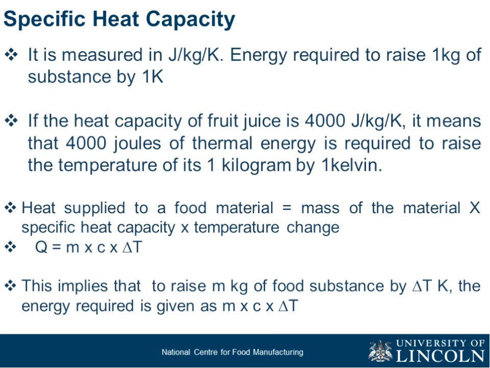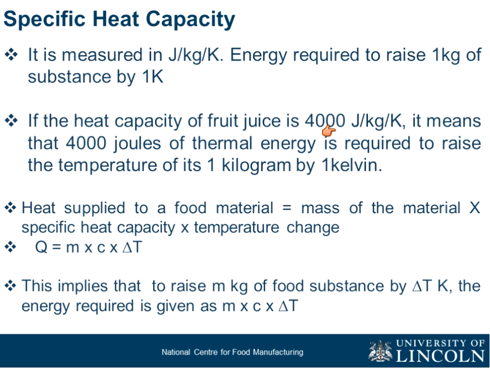And we said that specific capacity is measured in joule per kilogram per Kelvin. From this unit, we could quickly see that the specific capacity is the energy required to raise the temperature of 1 kilogram of that substance by 1 Kelvin. Now, for example, we are saying that the specific capacity of fruit juice is 4,000 joule per kilogram per Kelvin.